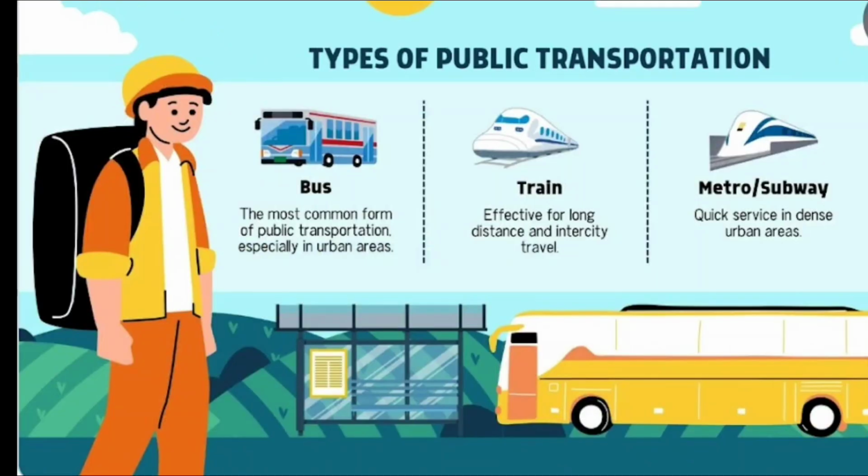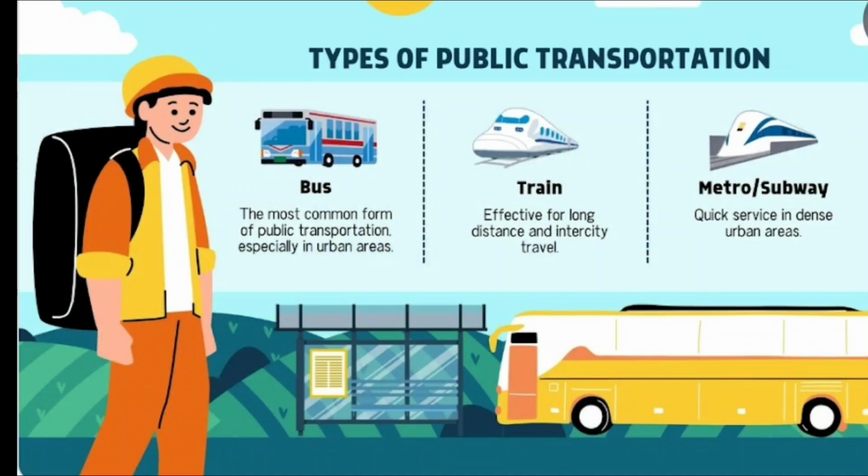And what are the types? As I mentioned earlier, there are buses, which are the most common form of public transport. Then there are trains for effective long distance journeys, and nowadays intercity travel is available as well. And of course metros and subways, which are quick services in dense urban areas. What are other transportation services that you can come across? There are auto rickshaws as well, which are easily available, isn't it?